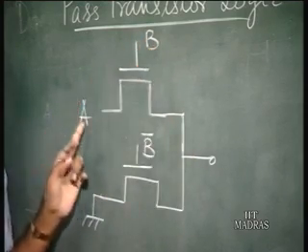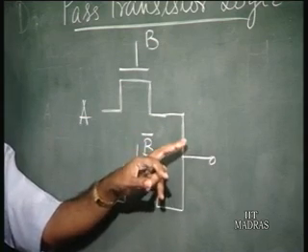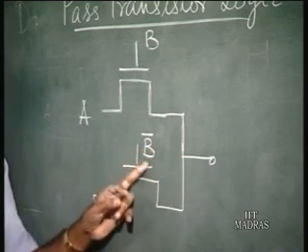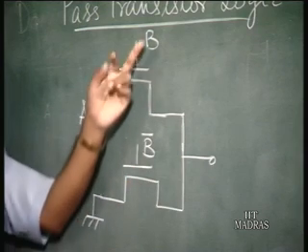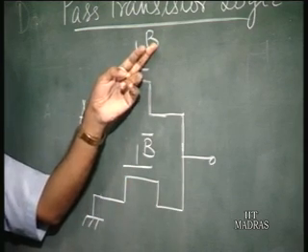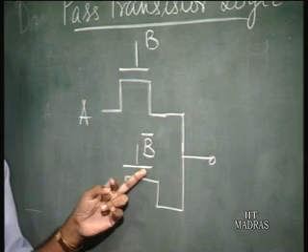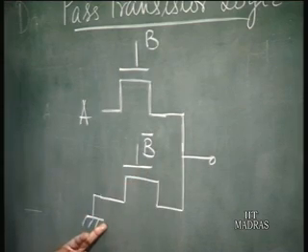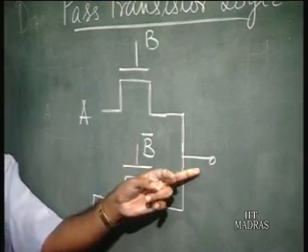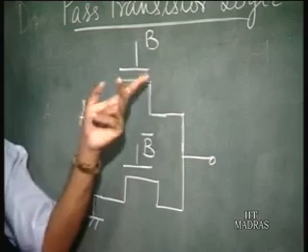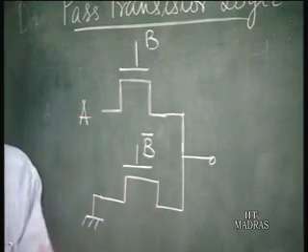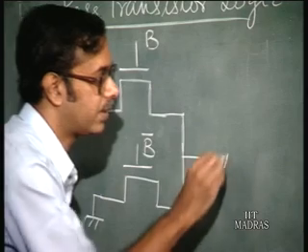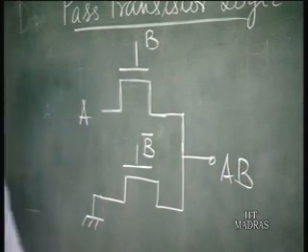If B is high, A is 0, output is 0. When B is 0, then this is off, this is on, so output is 0. So only when A and B are both high, then only the output is high. So it is an AND gate. So you have realized an AND gate.